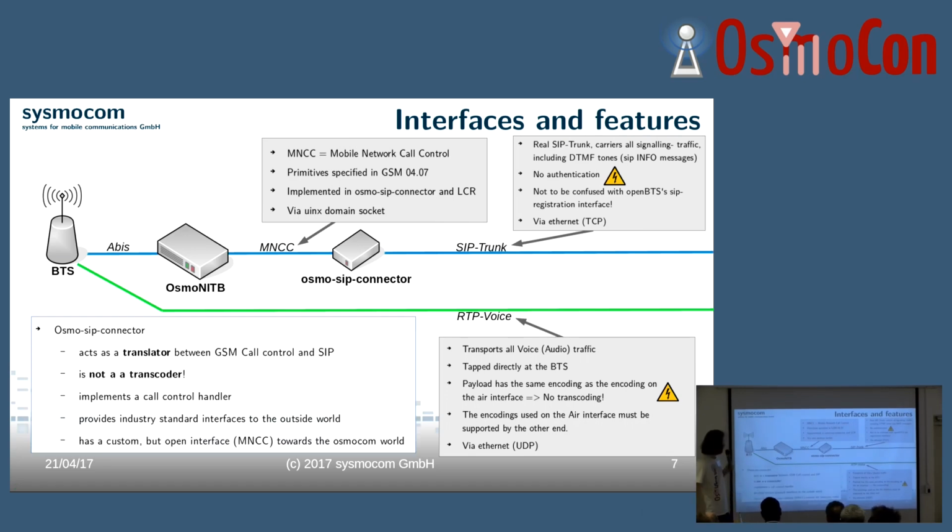So there we have it. The osmo-sip-connector is basically acting as a translating entity between the MNCC protocol and SIP. So when the call control is processed in here, at the same time it interacts with the SIP trunk, and basically translates the behavior on the classic GSM call control side to the SIP trunk VoIP side.